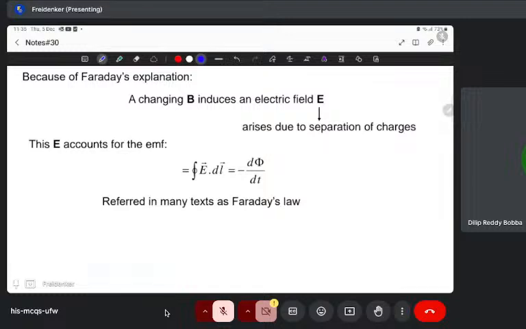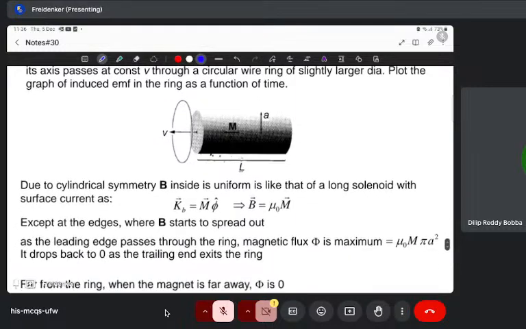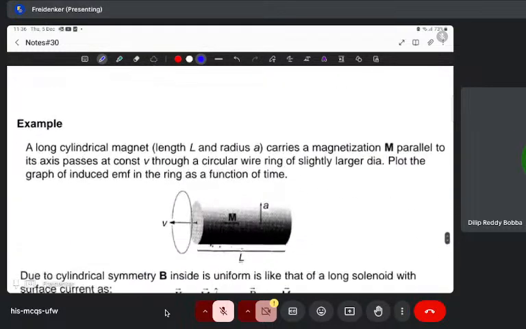This is EMF. Examples you can. Okay, fine. Let me just go through this.